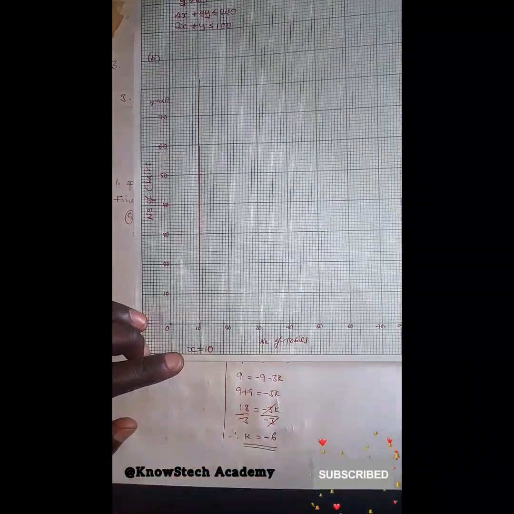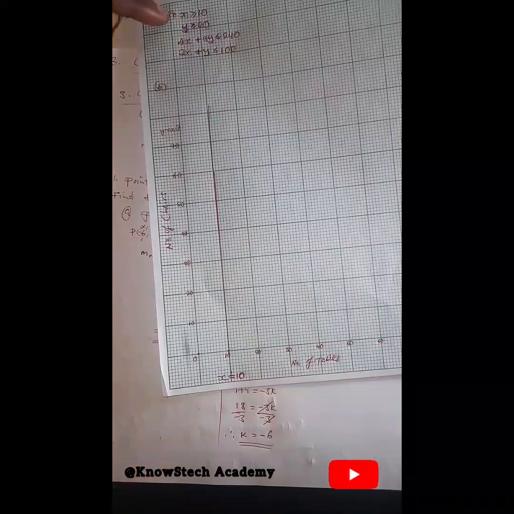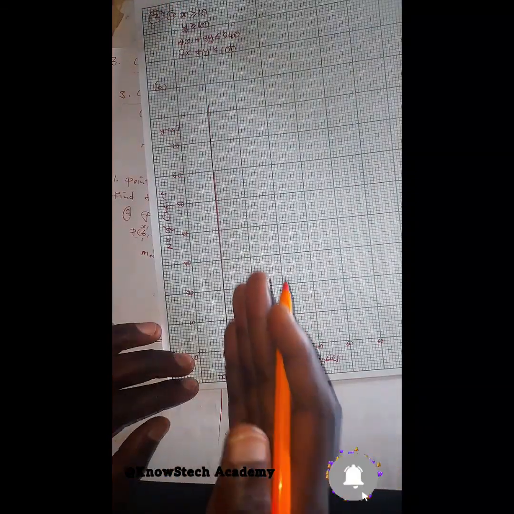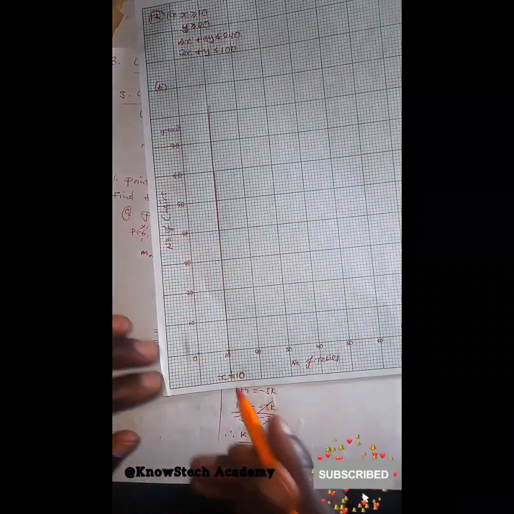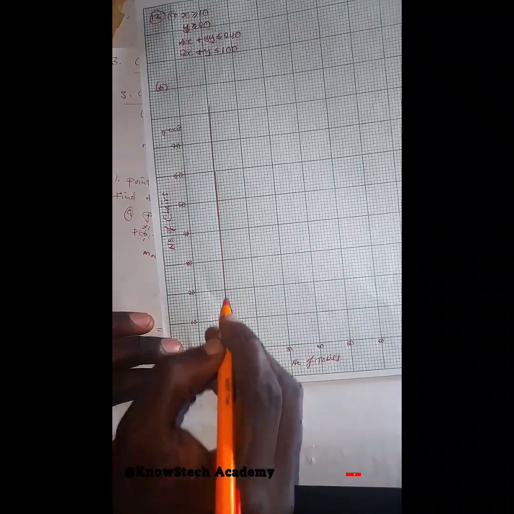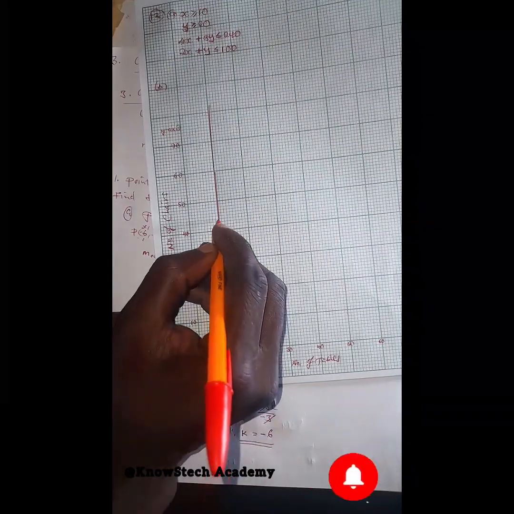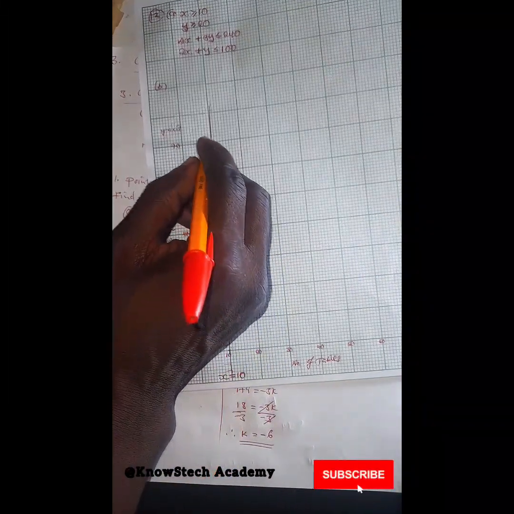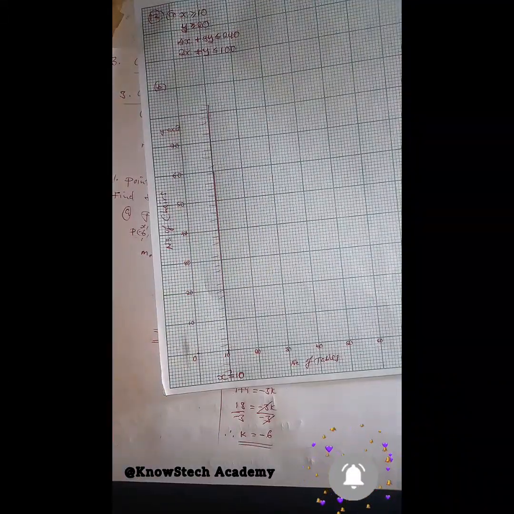Now, where to shade? Very, very important. Since this is greater than, we are going to shade on the less than part. This is the greater than part of the graph, and this is the less than part. So we are going to shade this side. This is the side we are going to shade. Okay. This is x is equal to 10.